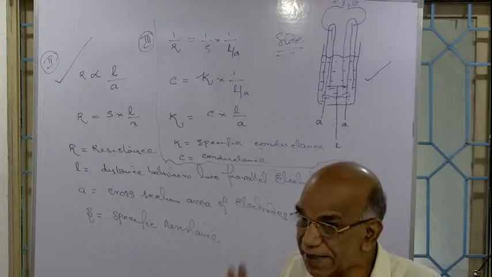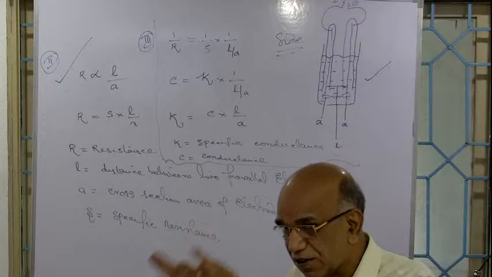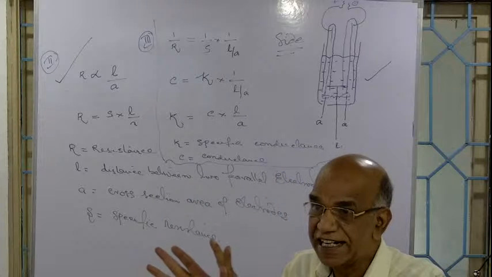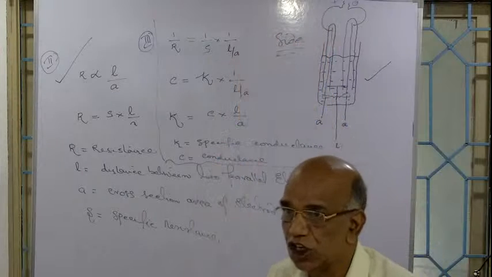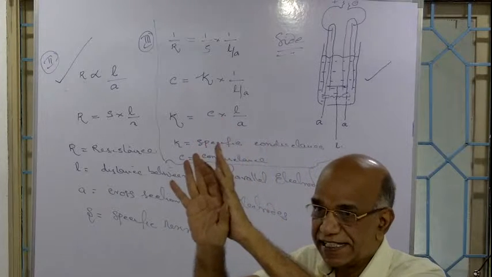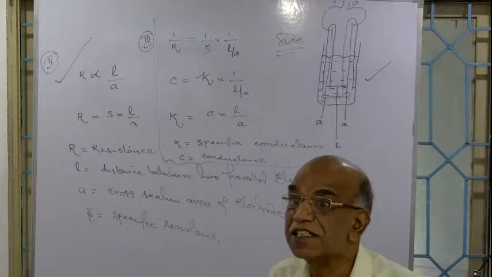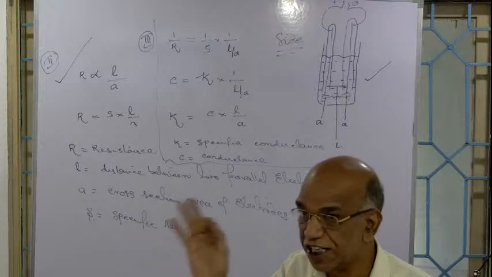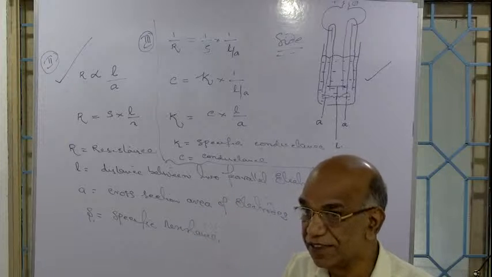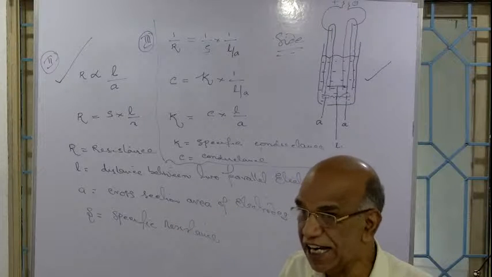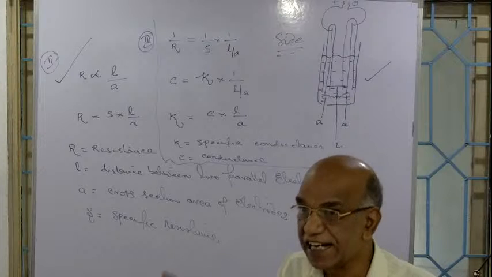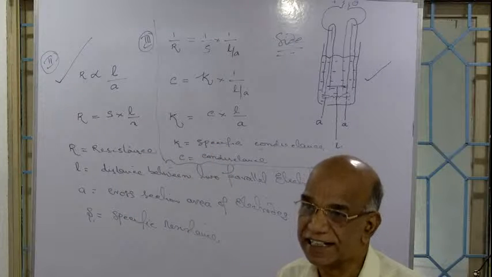The specific conductance is the term that corresponds to an electrolyte. Specific conductance of an electrolyte may be defined as the conductivity of the solution which is enclosed between the two parallel electrodes separated by a certain distance, 1 centimeter or 1 meter. It is the conductance of the electrolytic solution which is filled between the two parallel electrodes in the conductivity cell.